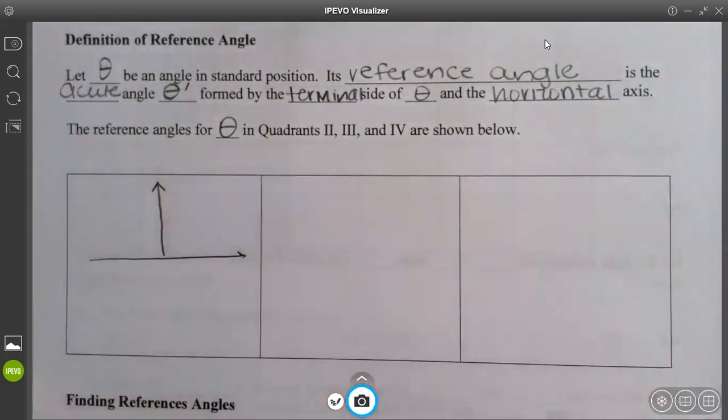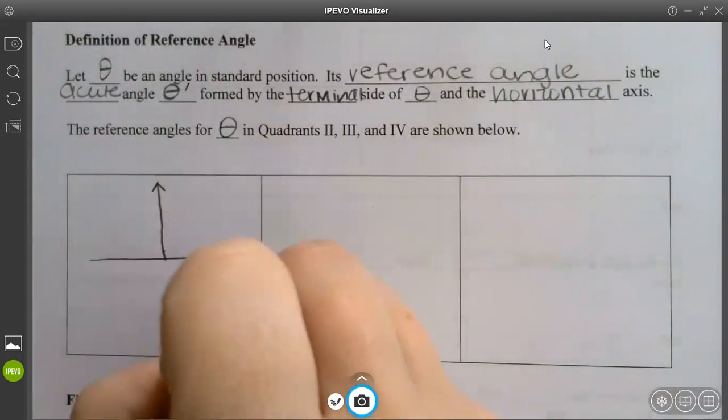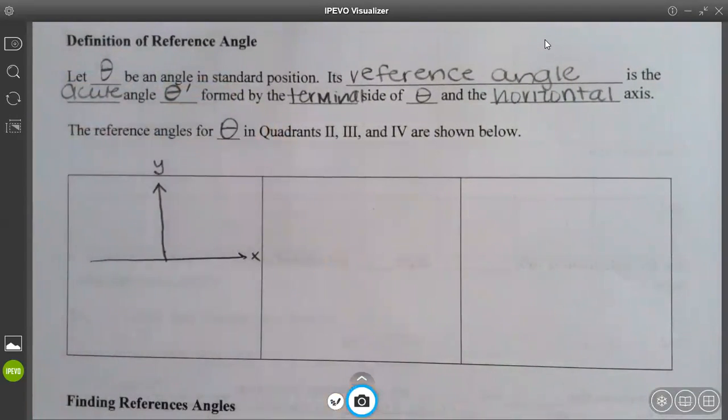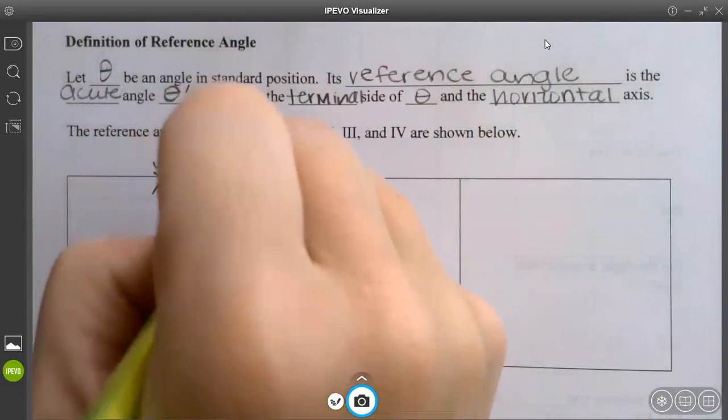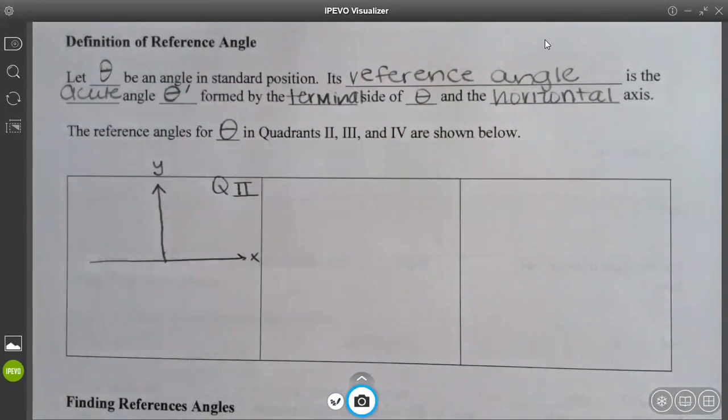I'm gonna make a 90 degrees right here. This is your X axis, this is your Y axis. We're gonna look at quadrant 2. So everything in quadrant 1 is pretty simple. Quadrant 2.